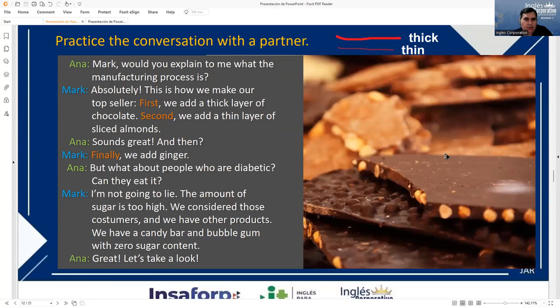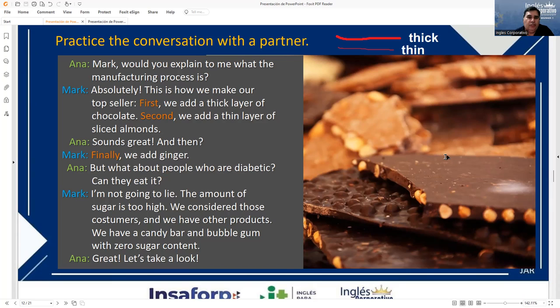And then the conversation. Mark, would you explain to me what the manufacturing process is? Absolutely. This is how we make our top seller. First, you add a thick layer of chocolate. Second, with a thin layer of sliced almonds. Sounds great. And then finally we add ginger. But what about people who are diabetic? Can they eat it? I'm not going to lie, the amount of sugar is too high. We consider those customers and we have other products. We have a candy bar and bubblegum with zero sugar content. Great, let's take a look.